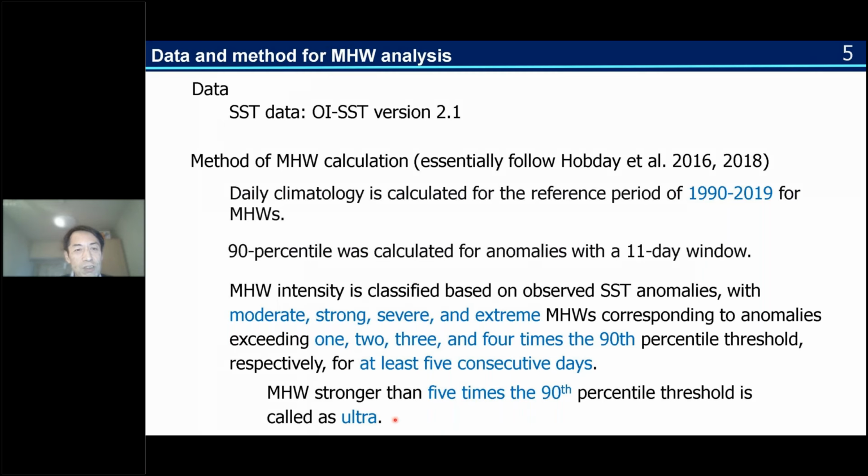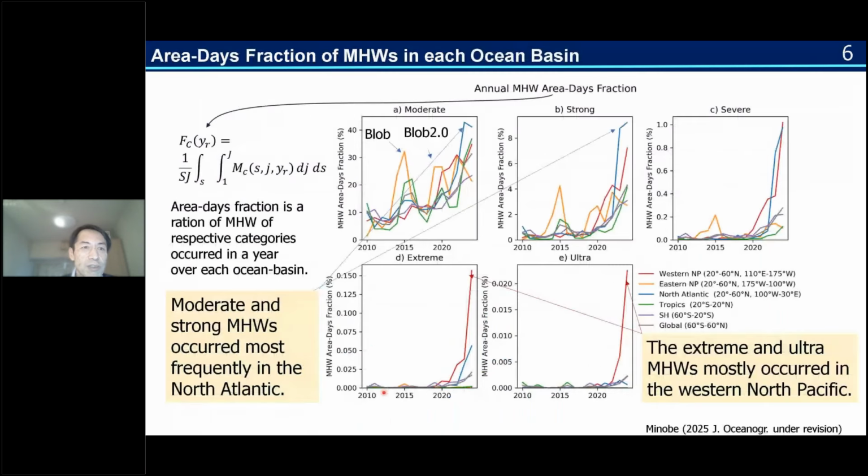In order to understand the global distribution, I introduced the area days fraction. This simply records whether a certain class of marine heat wave occurred or not. That is integrated over the Julian day and area, and divided by the total area and the total Julian days in each year. So 100% indicates that class of marine heat wave occurred over 100% of the area and the days.